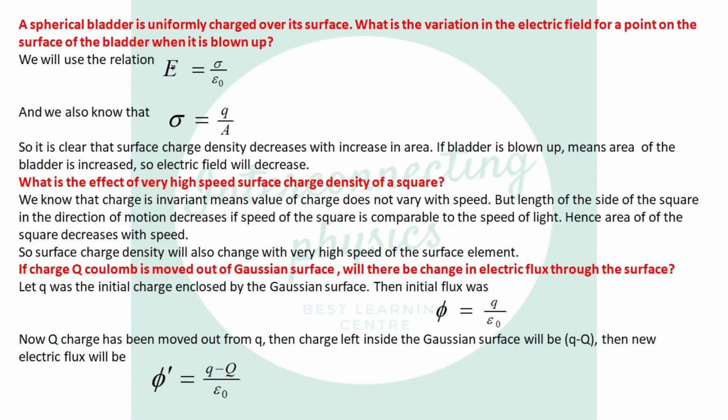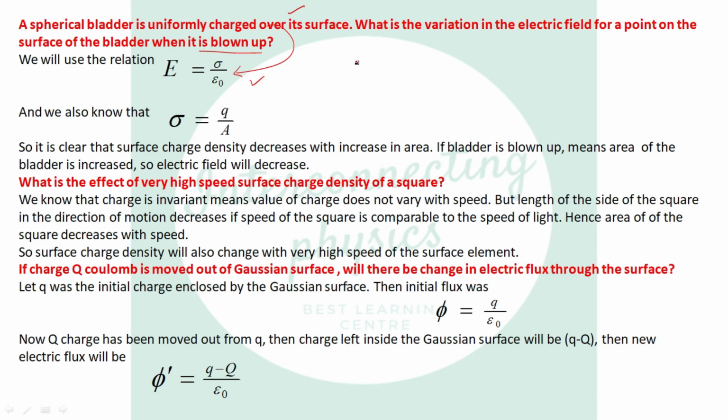Now the next question is: a spherical bladder is uniformly charged over its surface. What is the variation in the electric field for a point on the surface of the bladder when it is blown up? When it is not blown up, let us say the electric field is sigma over epsilon naught, because for a spherical bladder we take the electric field as sigma over epsilon naught.